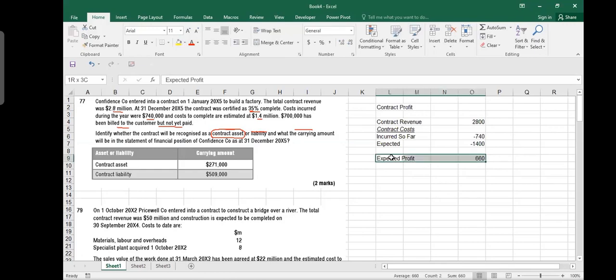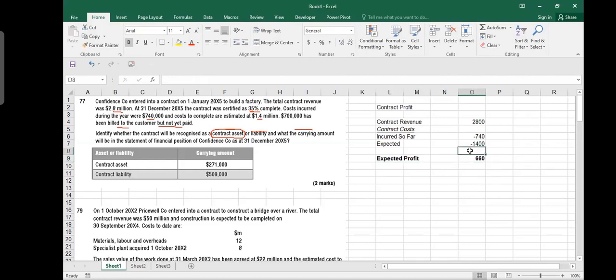Now, why do we need this number? Because we said that some part of the contract we have already finished. It says that you have completed 35% so far. So out of the total profit, 35% of the profit you can recognize. So 231,000 is the number which you can recognize, because your total contract profit is 660, and 35% of the work has been done, so 35% of the profit can be recognized.